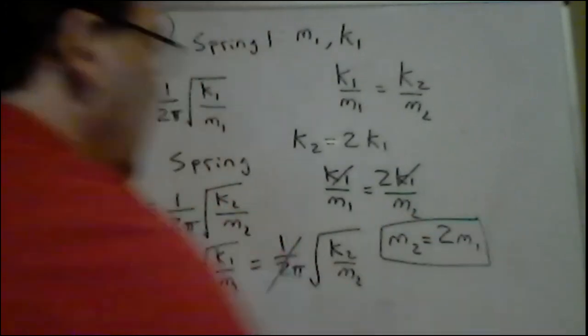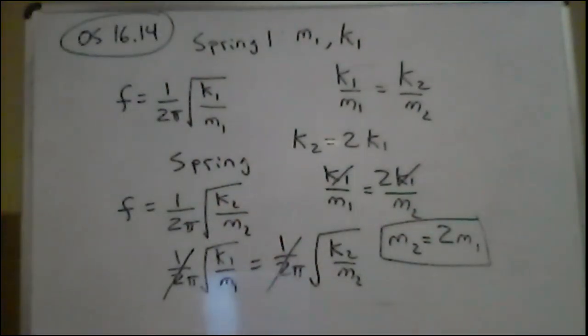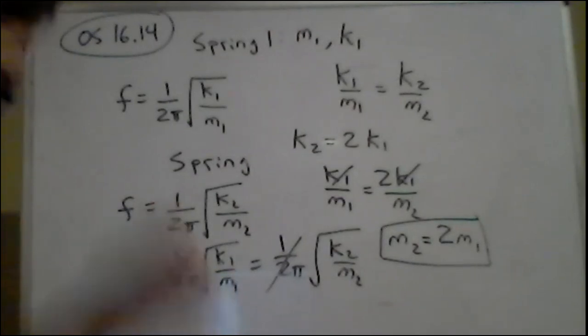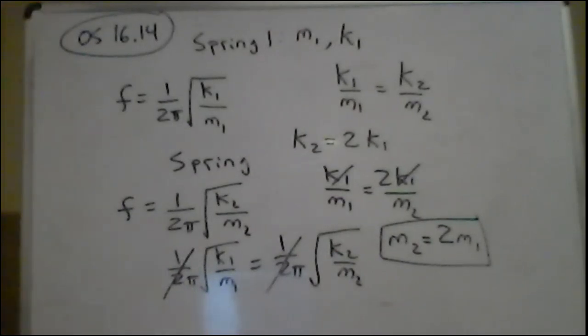If I double the spring constant, to keep the frequency the same, I better double the mass too. Okay, so the mass has to be also doubled.